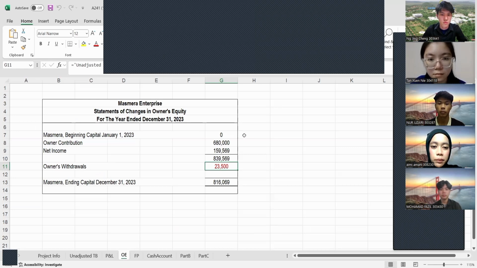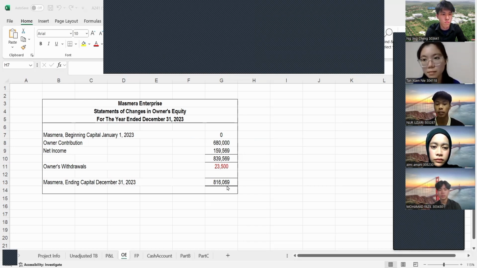What's the purpose of the statement of owner's equity? Okay, so the purpose of this statement is to show how the owner's capital has changed over the year. It details the beginning balance, any additions like contribution and net income, and deductions like withdrawals, leading to the ending capital for the year. But how exactly does the owner's capital increase or decrease?